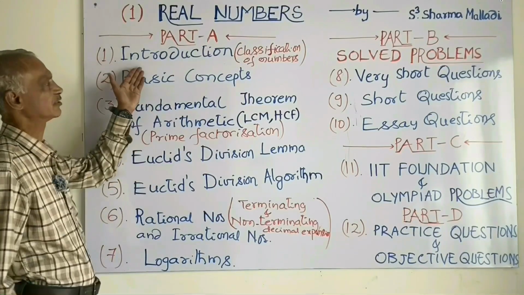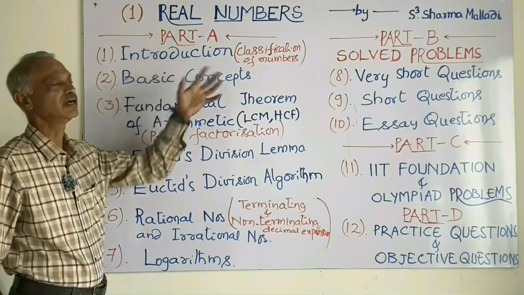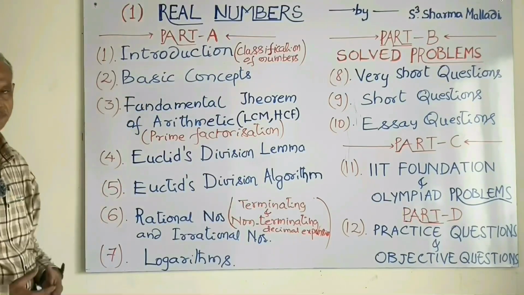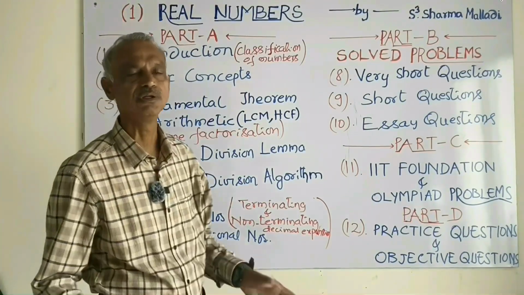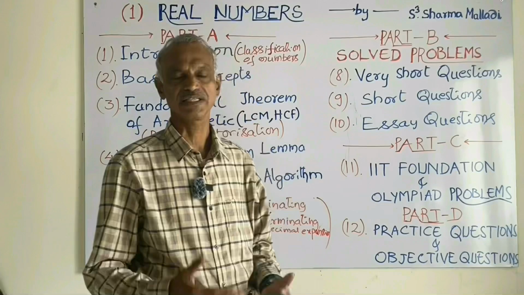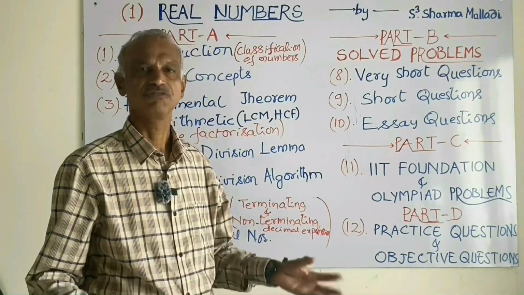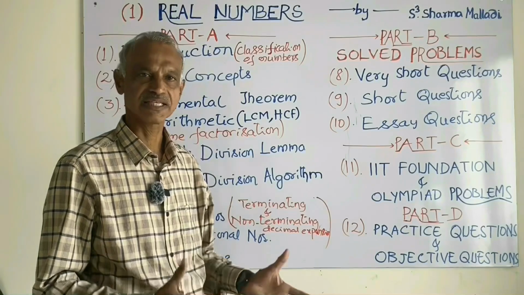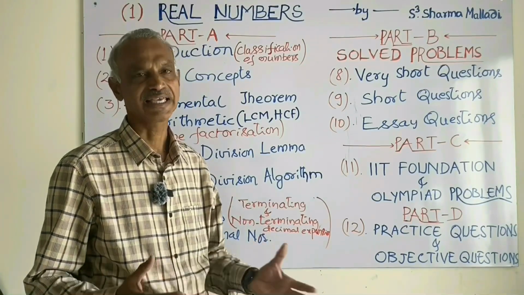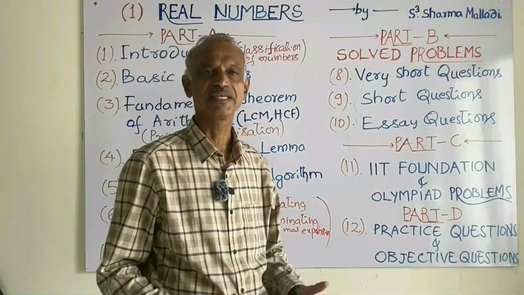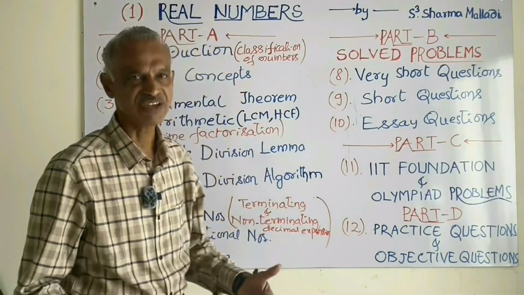First, the introduction. In the introduction you will have classification of numbers. Next, basic concepts. In basic concepts I will tell you what is multiple, factor, LCM, HCF, perfect number, co-primes, twin primes, and LCM and also HCF. LCM means least common multiple. HCF means highest common factor.